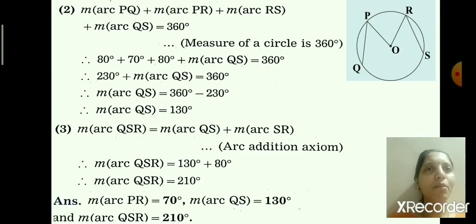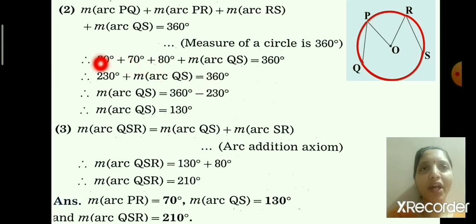Now, major arc PQ plus major arc PR plus major arc RS plus major arc QS. If you add all these four arcs, what you will get? A complete circle. So that will be equal to 360 degree. Reason you will write as measure of a circle is 360 degree. Now substitute the values here. Major arc PQ is 80 degree. Major arc PR is 70 degree. And major arc RS is 80 degree. Plus major arc QS that you have to find out. That is equal to 360 degree.